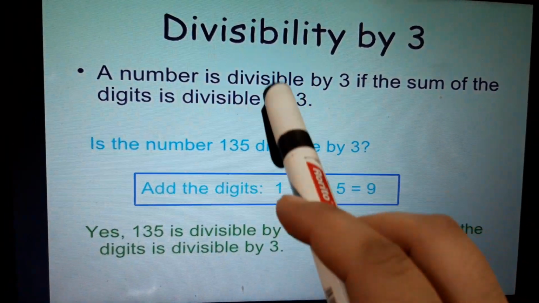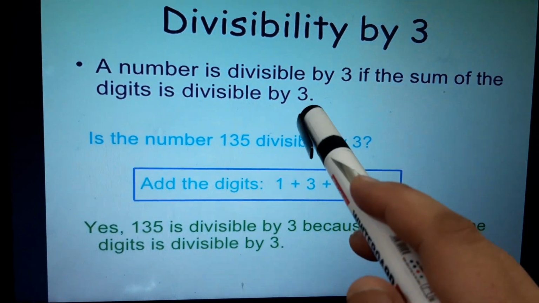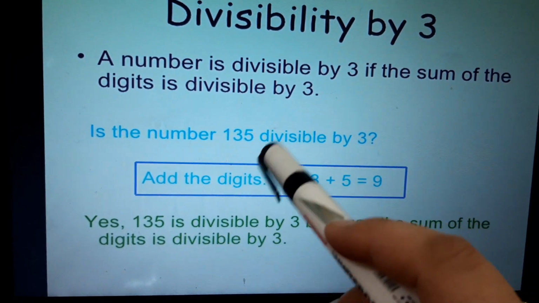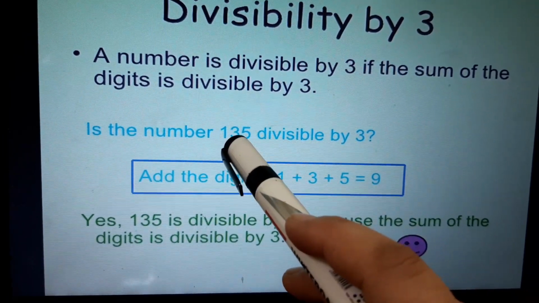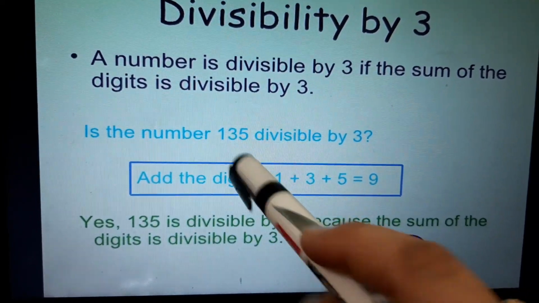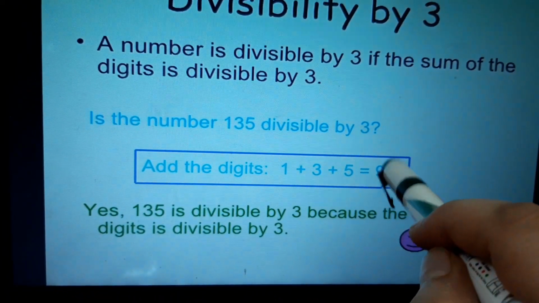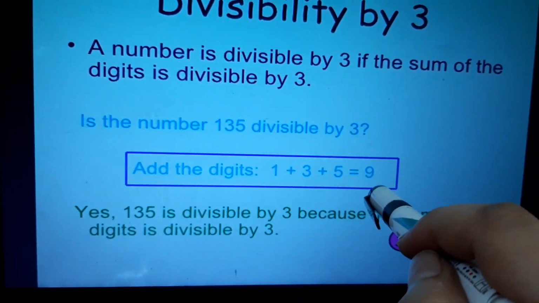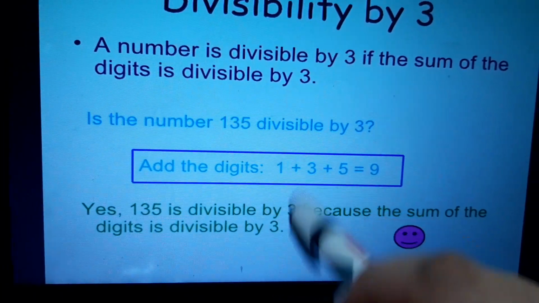A number is divisible by 3 if the sum of the digits is divisible by 3. For example, let me take an example. The number is 135. Now what we will do? We will add all the digits of this number: 1 plus 3 plus 5. The sum is 9. Now we will check whether this sum is divisible by 3. If the sum is divisible by 3, we will say the number is divisible by 3.